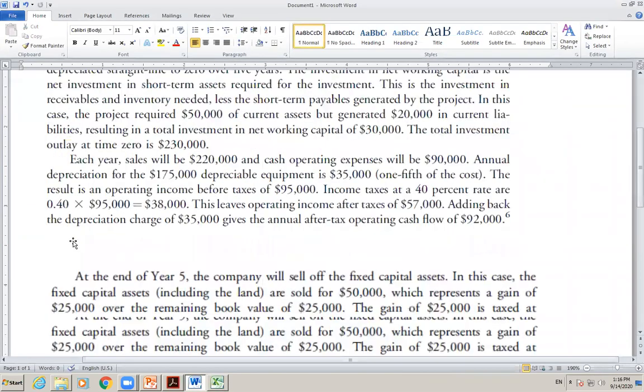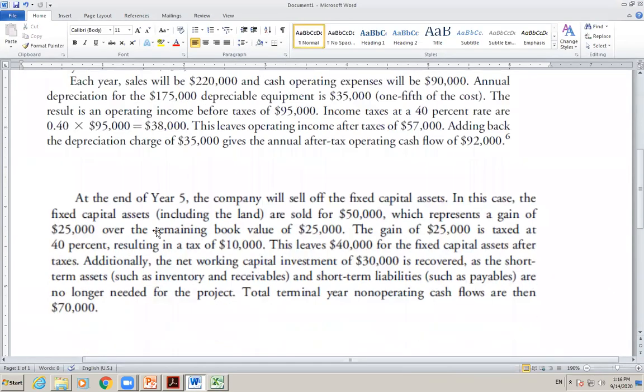So here we use this one. At the end of the 5th year, the company will sell all the fixed capital assets. In this case, the fixed capital assets, including the land, are sold for 50,000. Okay, we are selling for 50,000.